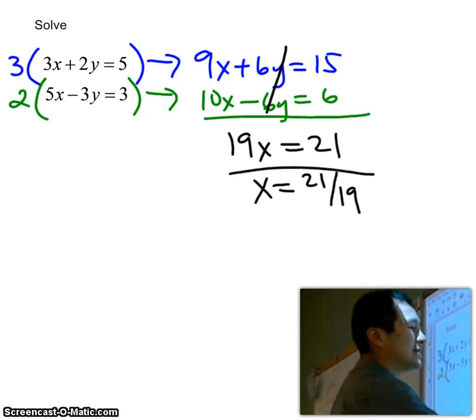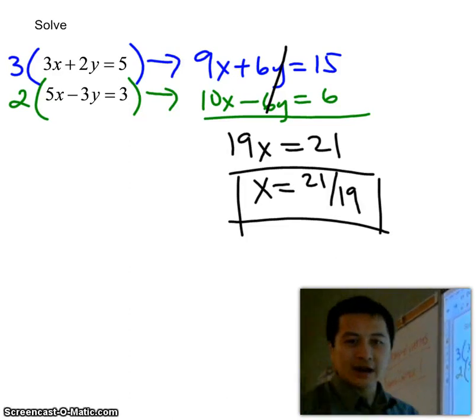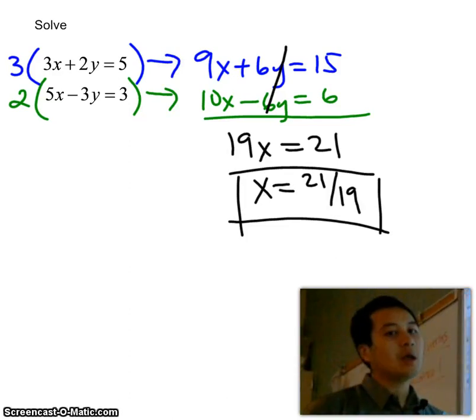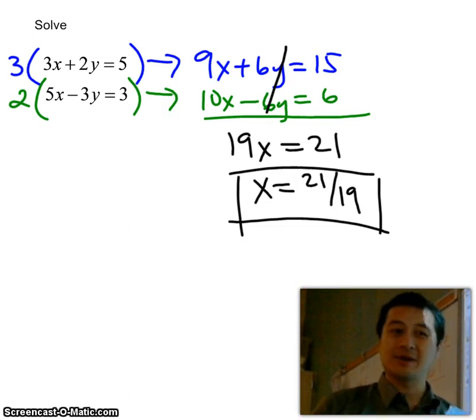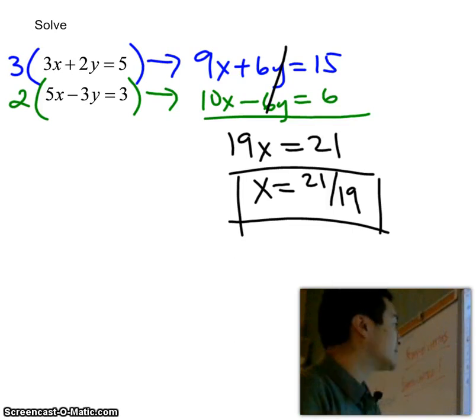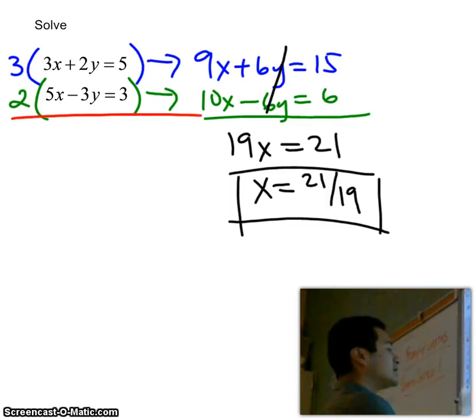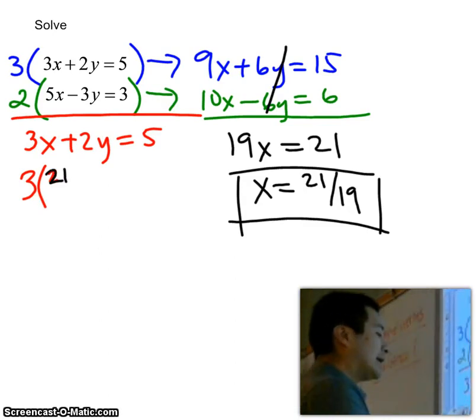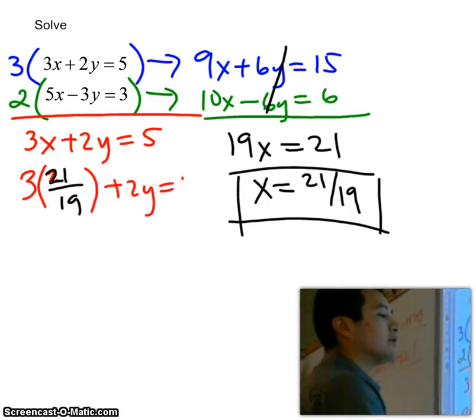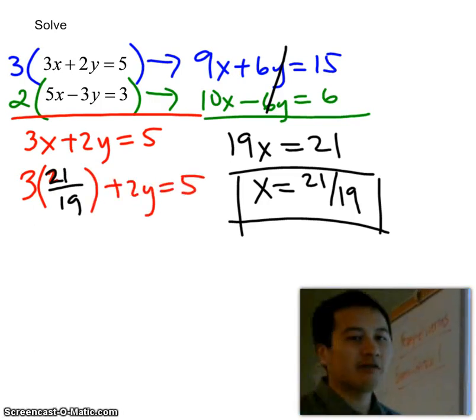Wow, this is awful, isn't it? Well, that's okay. We're going to learn how to deal with fractions here. Plug it back in. Now, plug it back into the first one or the second one. I'm thinking the first one again because it has smaller numbers, but it's your choice. Once again, plug into the first one. 3x plus 2y equals 5. 3x, what's x here? 21 over 19. Plus 2y equals 5. All you have to do is solve for y.